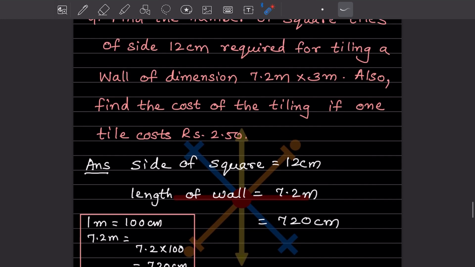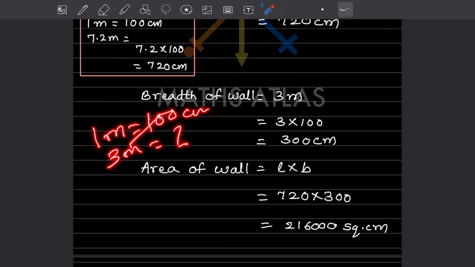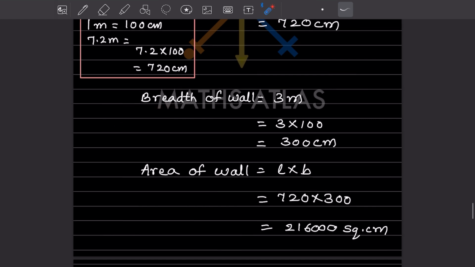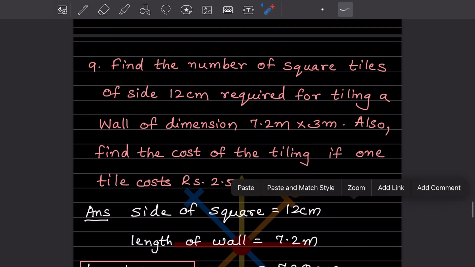Now again the breadth also is 3 meter. So what are we going to do? This 3 meter again we are going to change. 1 meter is 100 centimeter. So 3 meter is going to be how much? We are going to cross multiply. That will be 3 into 100, that is going to be 300 centimeter. So now we got the length and the breadth in centimeter.